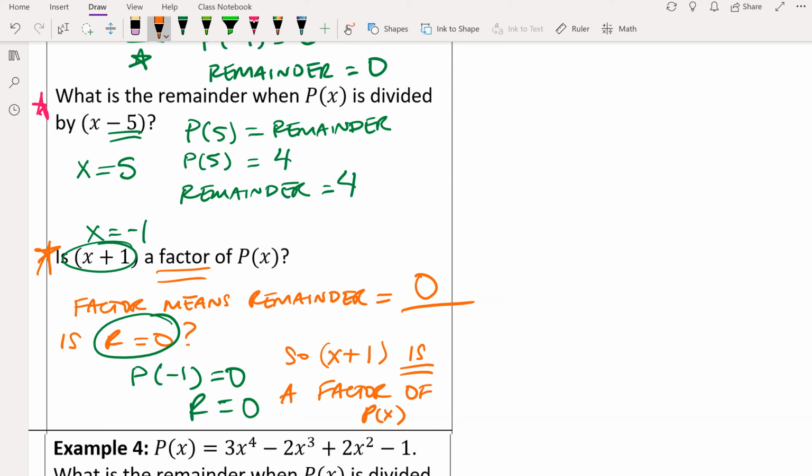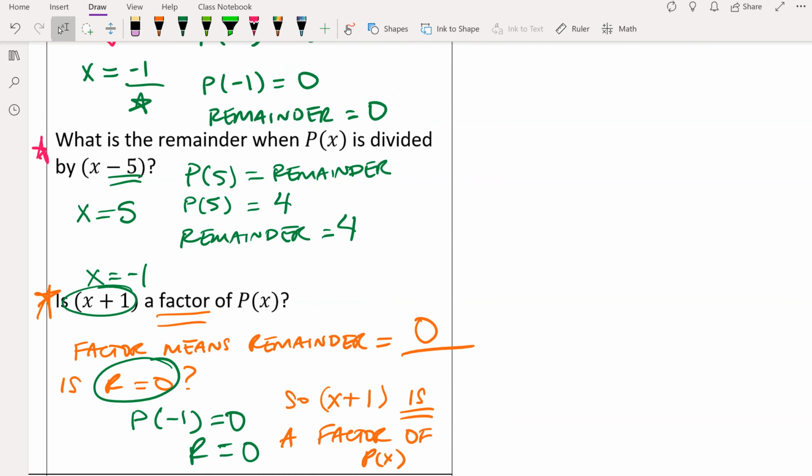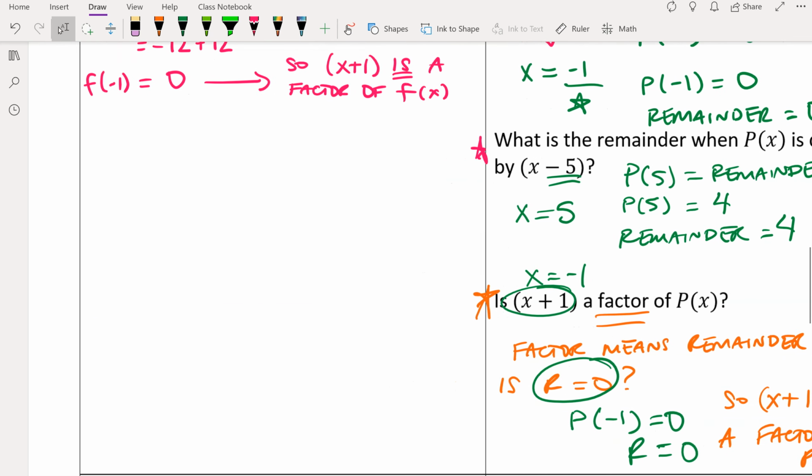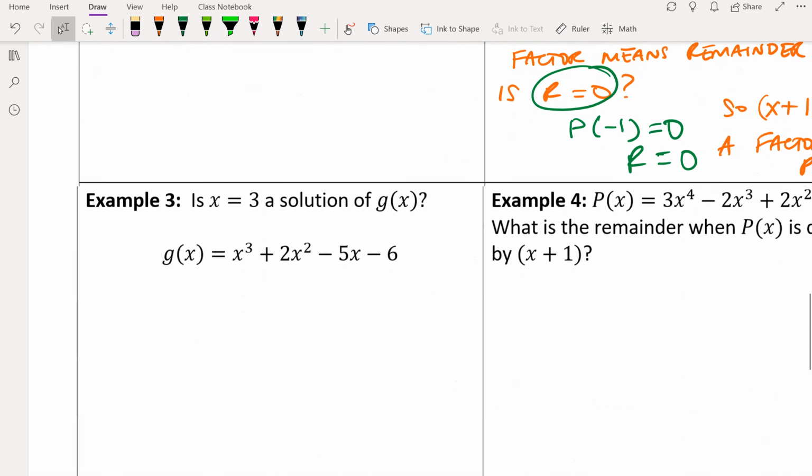All right, we have 2 more examples, very quick examples, and then we'll do some practice. Make sure you get all that down. I'm trying to pause so that you can get that down. Okay, let's move on to example 3.